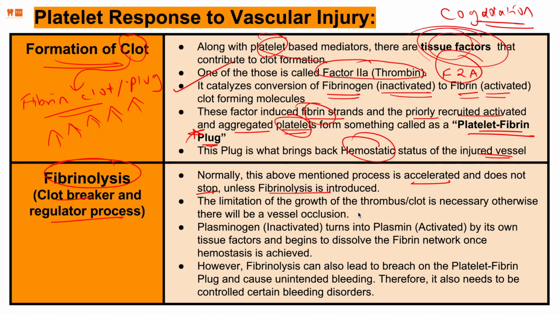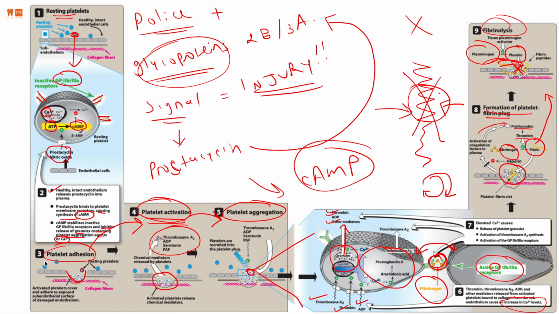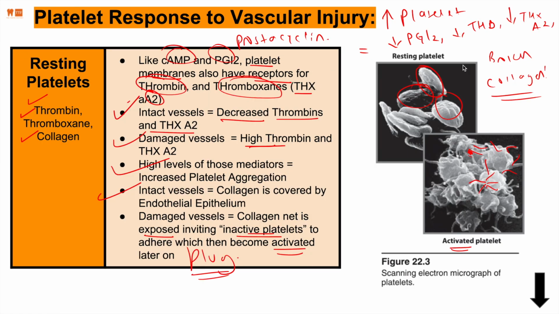The limitation of growth of thrombus or clot is necessary. Otherwise, there will be something known as a vessel occlusion, and that's worse, you guys. Therefore, again, plasminogen, the very last thing we saw in that slide with the diagram, which is inactivated, turns into plasmin as an activated molecule by its own tissue factor, which is over here. Tissue plasminogen activator. This right here will turn plasminogen, the inactivated molecule, to plasmin, which is the activated molecule.